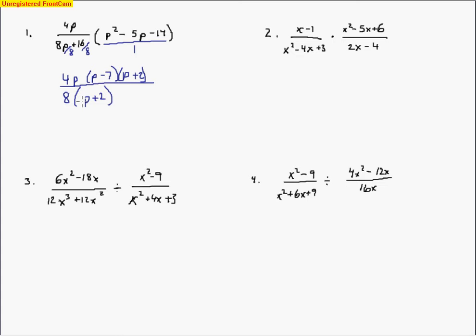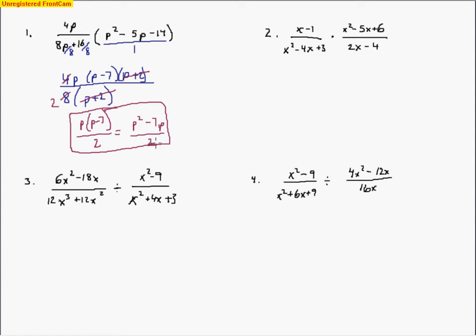So we go ahead and do some canceling. The p plus 2's are going to cancel, and 4 goes into 8 2 times. All we have left over is p times p minus 7, all over 2. Now you could write it that way, or you could multiply it out and get p squared minus 7p all over 2. Either way would be the same exact answer.